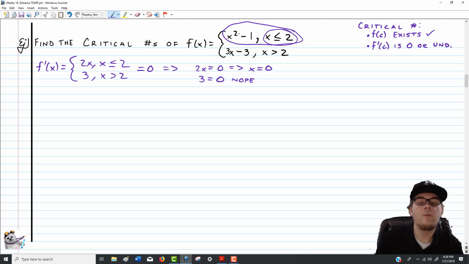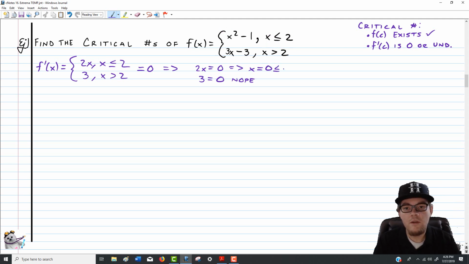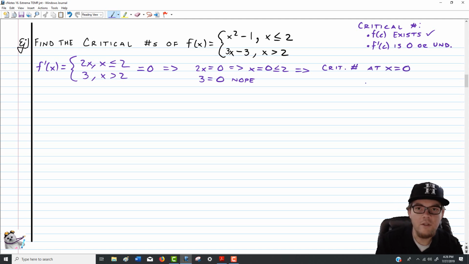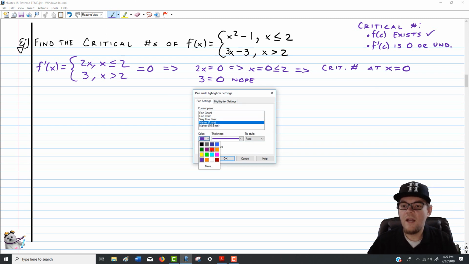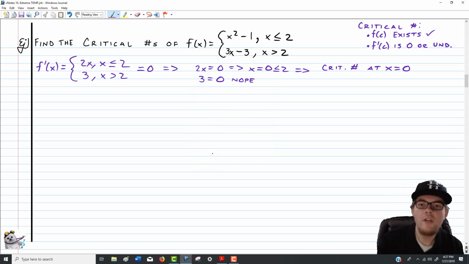Notice that the parabola occurs when x is less than or equal to 2. Since 0 is less than or equal to 2, that does tell us that we have one critical number at x equals 0. So we've got at least one in our situation here. It's a really important thing. And in fact, the truth is most people would stop right there and just say, well, yep, we got our one. Good job. We got a critical number.